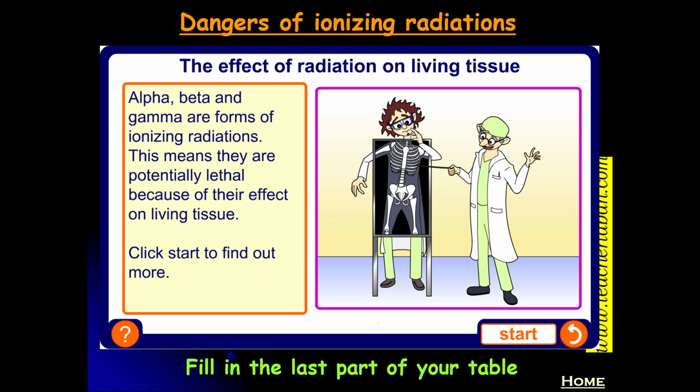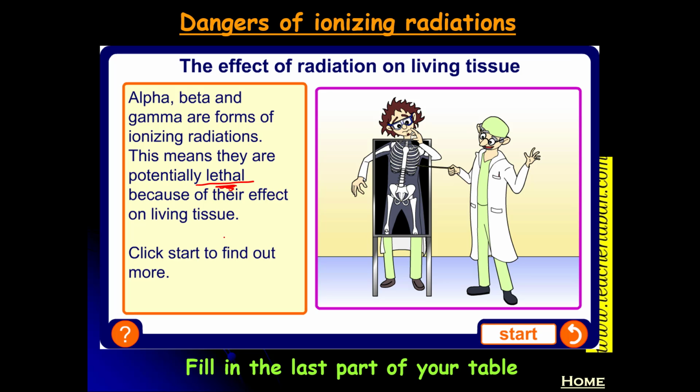Then the dangers of radiation. We said that radiation or radioactive elements, we said that alpha, beta, and gamma rays are forms of ionizing radiations. Ionizing radiations, and this is potentially lethal. In other words, it can lead to death in case you don't manage them very well. What are some of the dangers of radiation?